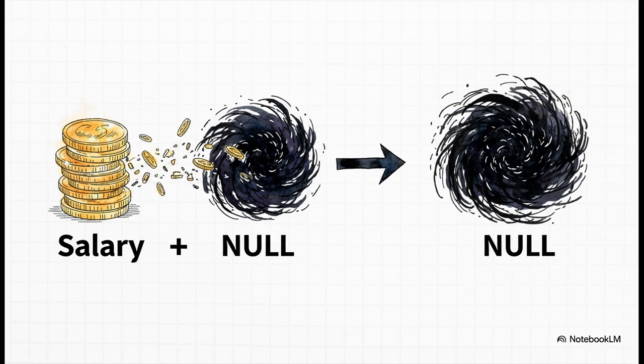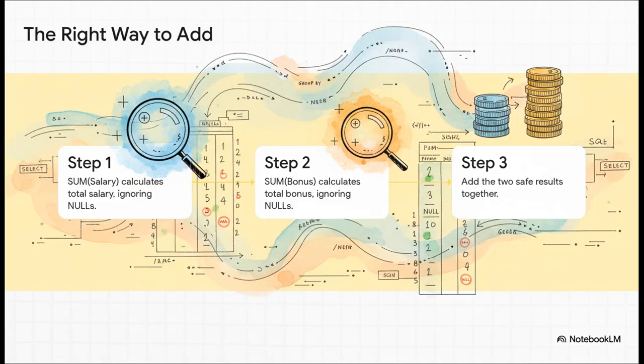And here's the trap. In the database world, any math that involves a null just becomes null. So if an employee makes $50,000 in salary, but their bonus is null, then $50,000 plus null just equals null. That person's entire compensation gets wiped out before the sum function can even see it. It just vanishes. So how do we get around this?